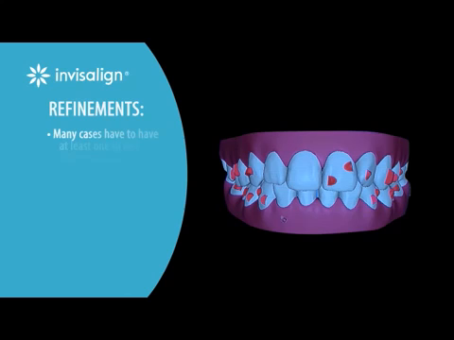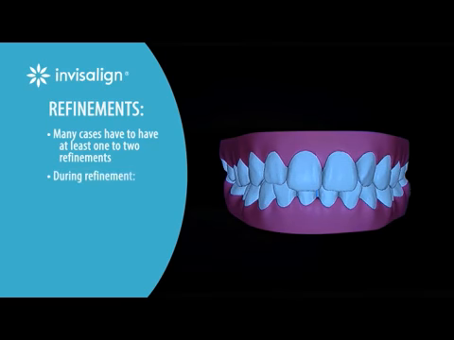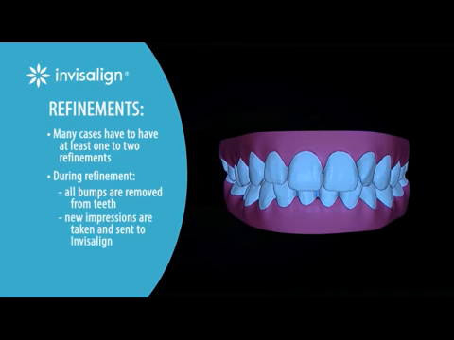I tell all of our patients that many cases have to have at least 1 to 2 refinements. And a refinement is where we kind of detail and finish the case. At refinements, we will take all the little bumps off the teeth, take new impressions of the teeth, send it back into Invisalign, and tell them exactly what we want to detail and finish.